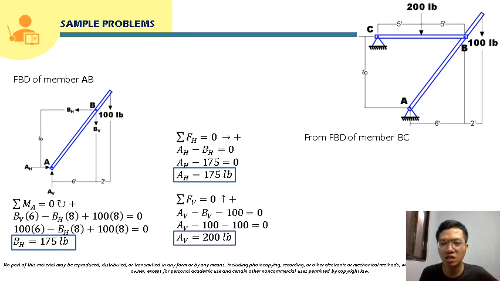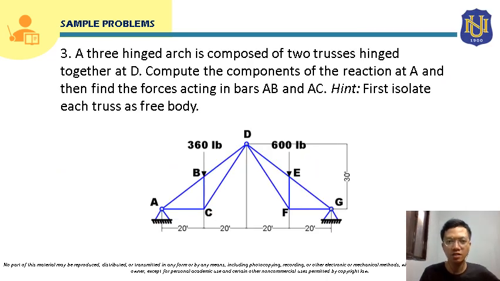Okay, now let's proceed to the FBD of member BC. From the FBD of member BC, we know that BH is equal to CH. So since we know that BH is 175 pounds, therefore CH will just be also 175 pounds. So this will now be the answer. Okay, so let's proceed to sample problem number 3.